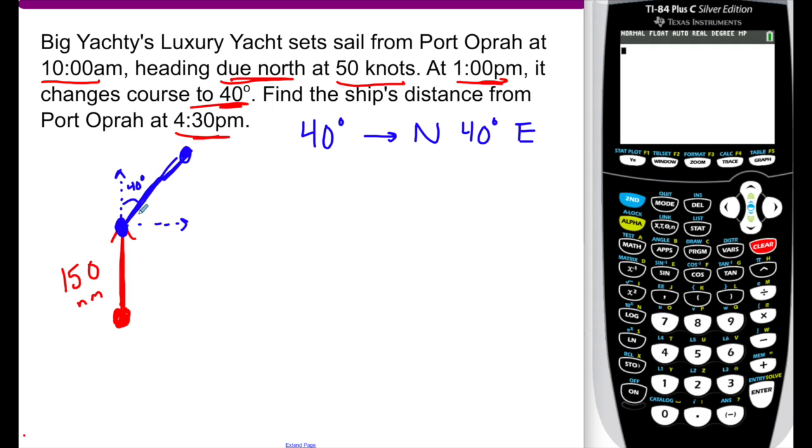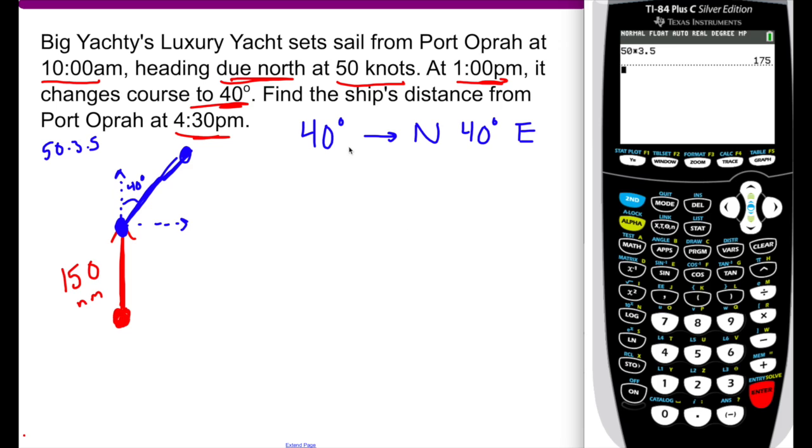So that's going to be another 3.5 hours, right, because 2:30, 3:30, or 2, 3, 4, 4:30. So I'm going to go 50 times 3.5, and you can use your calculator to figure that out. We're going 50 nautical miles per hour for 3.5 hours. It's going to give us 175 nautical miles.